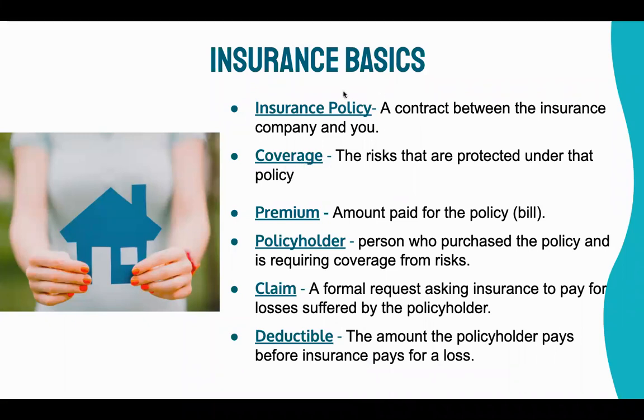The next is coverage. That will be in your insurance policy, and that is going to be outlining the risks and different losses that are covered underneath that insurance policy. So for example, automobile, it's going to outline what it is going to cover on your automobile. If it was health insurance, it's going to specifically state what kind of things that insurance policy is covering and what kind of things are being excluded.